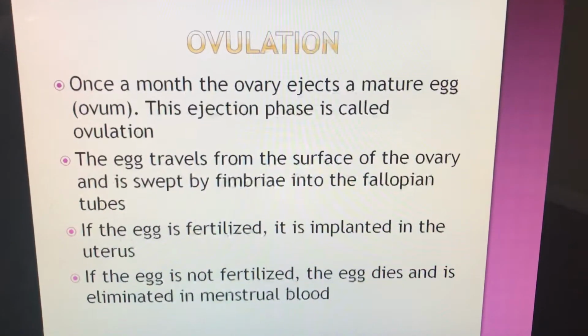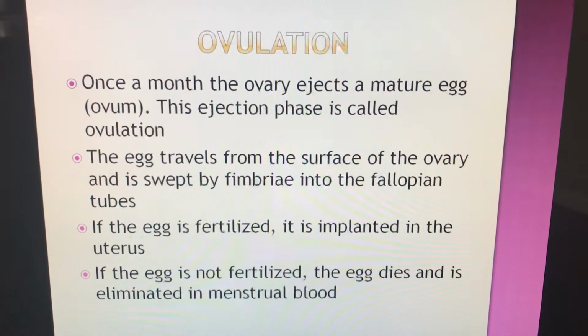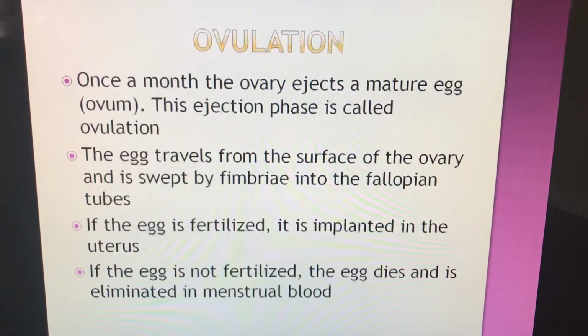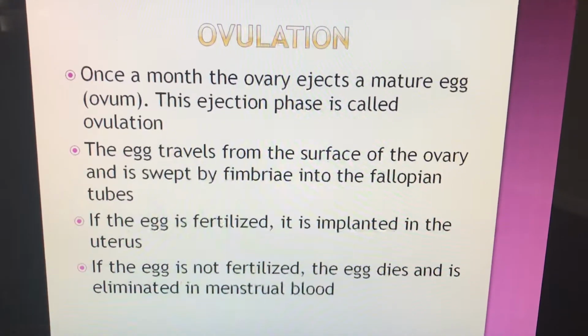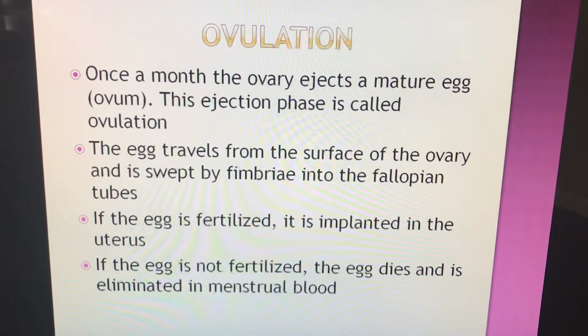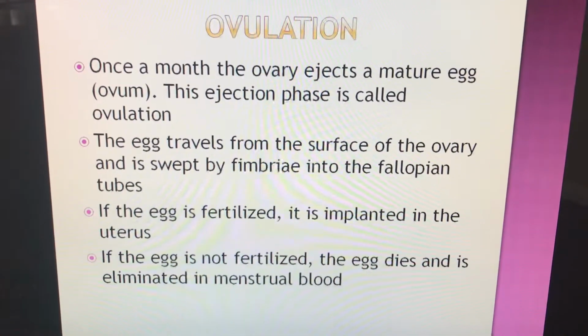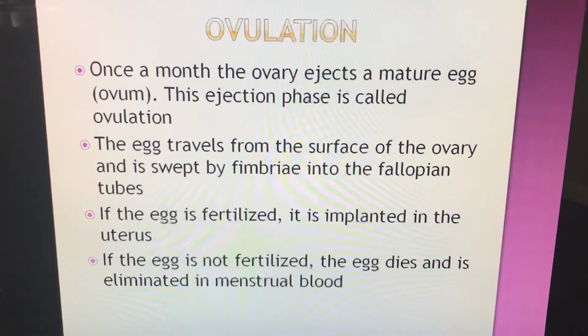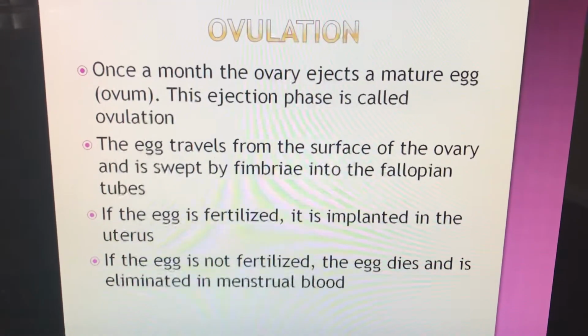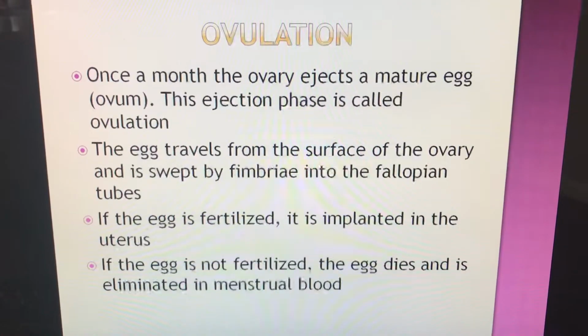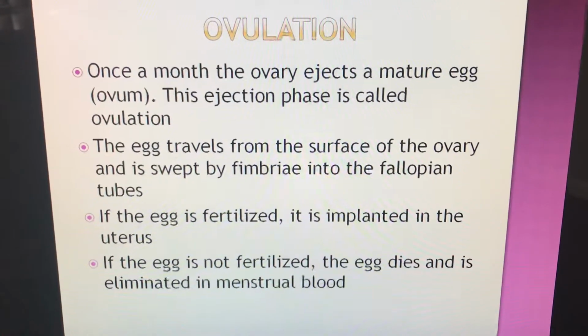Ovulation. So once a month, the ovary ejects a mature egg called an ovum, and this ejection phase is called ovulation. The egg travels from the surface of the ovary and is swept by fimbriae into the fallopian tubes. If the egg is fertilized, it is implanted in the uterus. If the egg is not fertilized, the egg dies and is eliminated in menstrual blood.